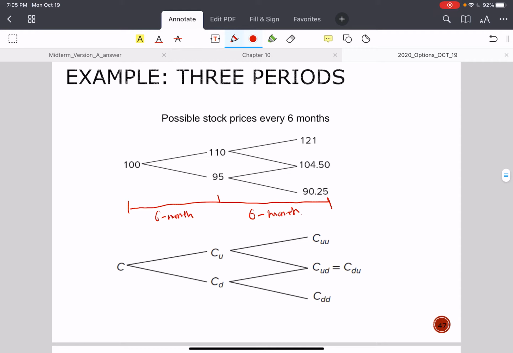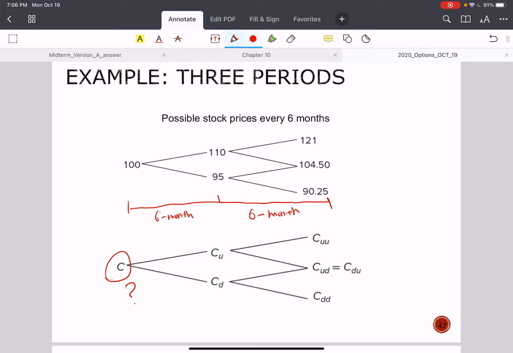So at the beginning of the year, 100. And then after 6 months, it could have 2 values. And then after this, another 6 months, it will have another 2 values, right? So you can see that this is a more complicated model. And now our question is, what is this call price, right? Again, we have the same call, right? So this call has 1 year expiration, and its exercise price is 110, and we again assume the annual interest rate is 5%.